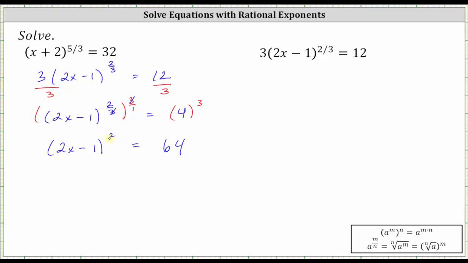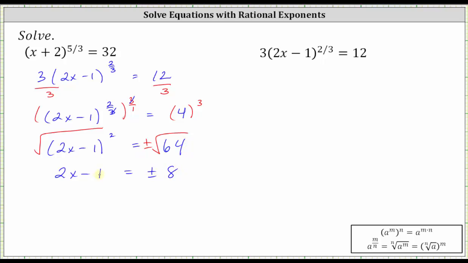But here, because the exponent is even, we are going to have two solutions. To obtain the two solutions, we need to make sure we include a plus or minus on the right side when taking the square root of both sides. So we square root the left side and the right side, but then include a plus or minus on the right. And we do this whenever the exponent here is even. Now simplifying, the square root of the quantity 2x minus 1 squared is equal to 1 factor of 2x minus 1. And on the right side, the square root of 64 is equal to 8, giving us plus or minus 8.